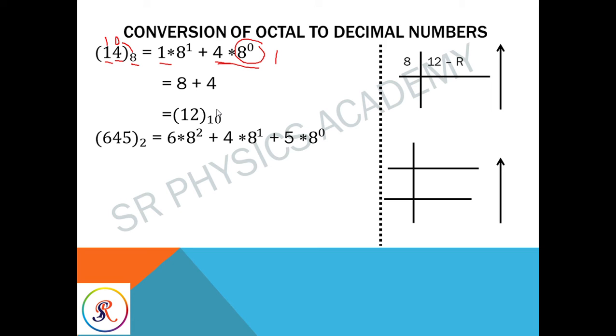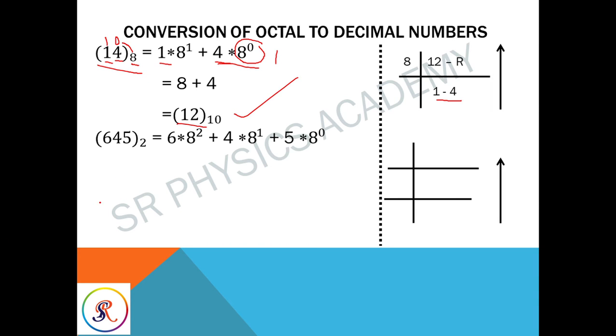So, 12 decimal conversion: 8 2s are 16, it won't go, so we will take 1. 1 8 means 8 ones are 8, the balance is 4. Now we got 1, 4. This R means remainder. So what is the value here? 1, 4. That means what we got is the 12 value. The correct answer is 14.